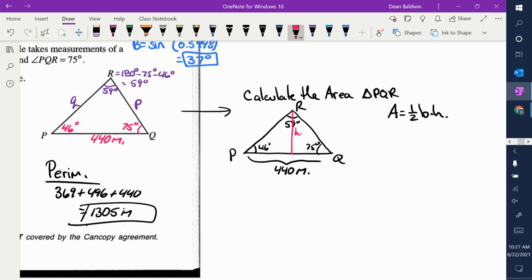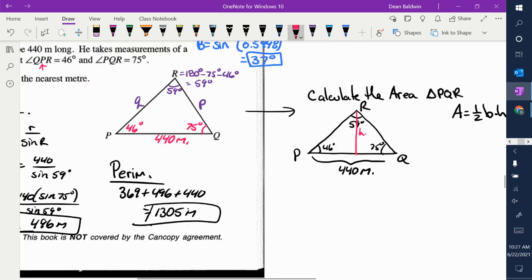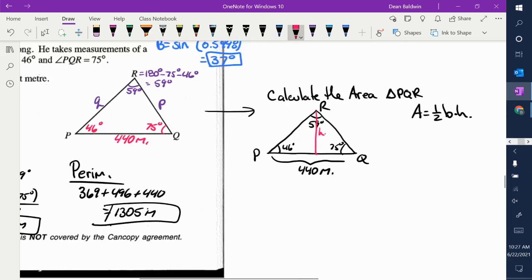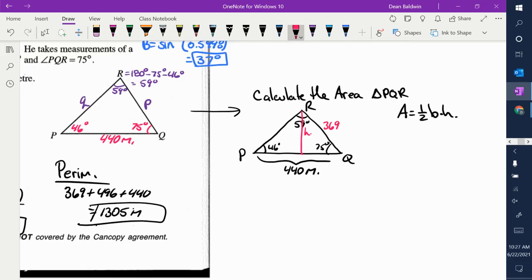We have all the things, and it's a right angle triangle, so we can use SOHCAHTOA, right? Oh, we know the side. What's RQ? This is side P. What was P? 369. So this is 369. So we have this little triangle right here. 75. We got to find H, and we have 369. So what sides am I dealing with? What trig function am I dealing with?